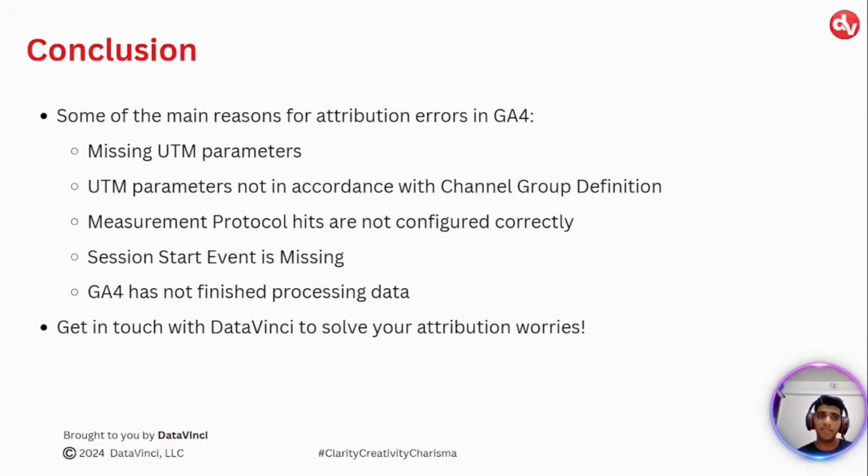Moving on, we've discussed some of the main reasons for errors in attribution in GA4, such as missing UTM parameters, parameters not in accordance with the channel group, or the measurement protocol hits not being configured correctly, perhaps the session start event is missing, or the last case scenario where you'd be hoping GA4 has not finished processing data. So you'd check again after 2-3 days, and GA4 has correctly attributed your data. That would be a sigh of relief, but in most cases that does not happen.